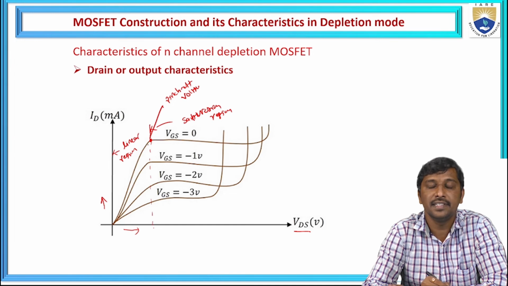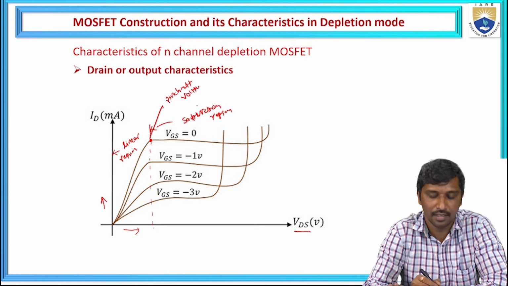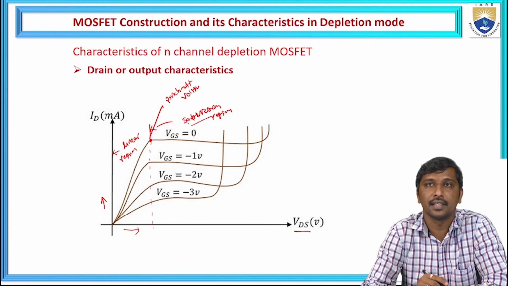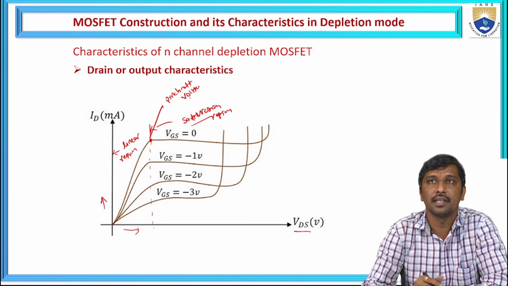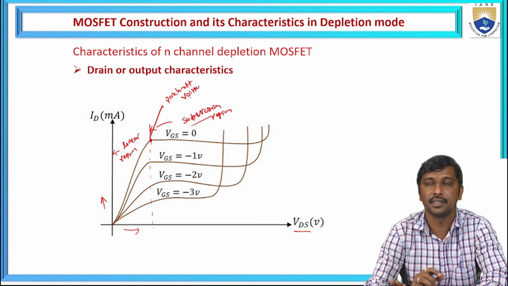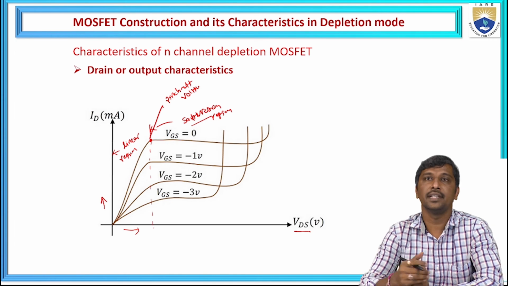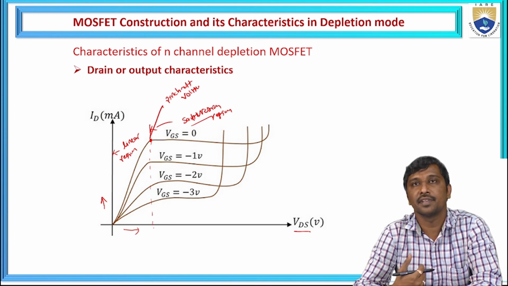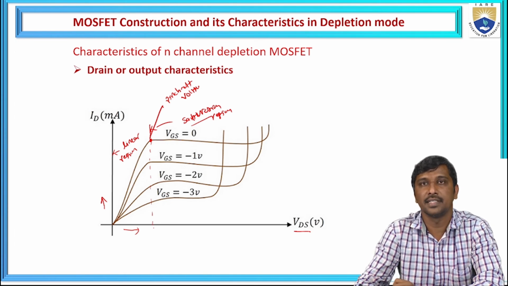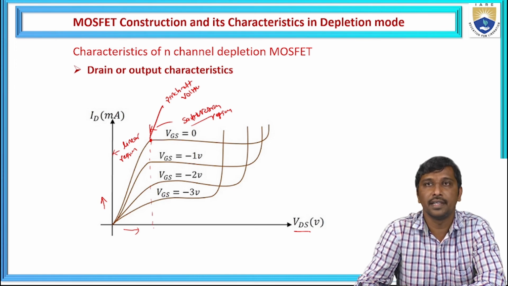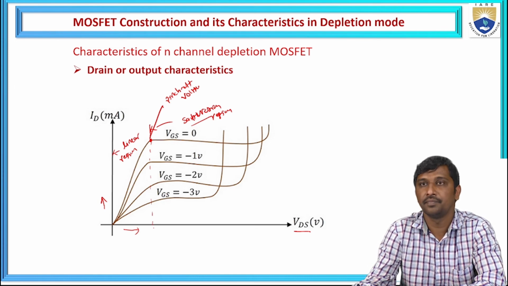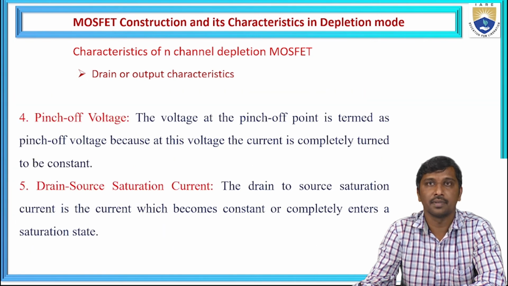And again, the region or point at which the drain current is maximum, saturated, or becomes constant, that particular region is called the saturation region. At that point, the particular voltage is represented as the pinch-off voltage. So these are three important characteristic regions from the drain characteristics: the linear region, pinch-off voltage, and saturation region. The same points I have represented here.